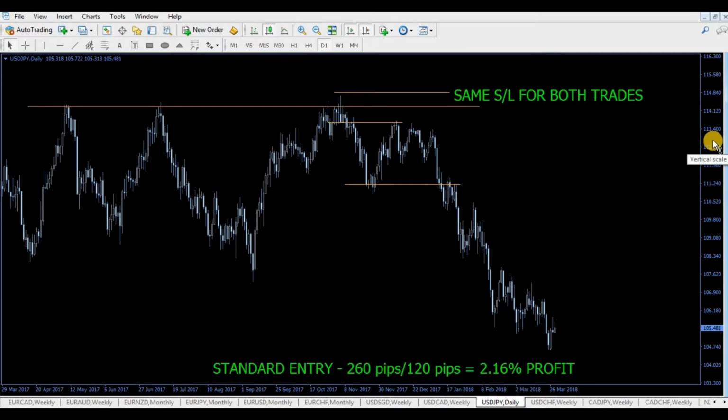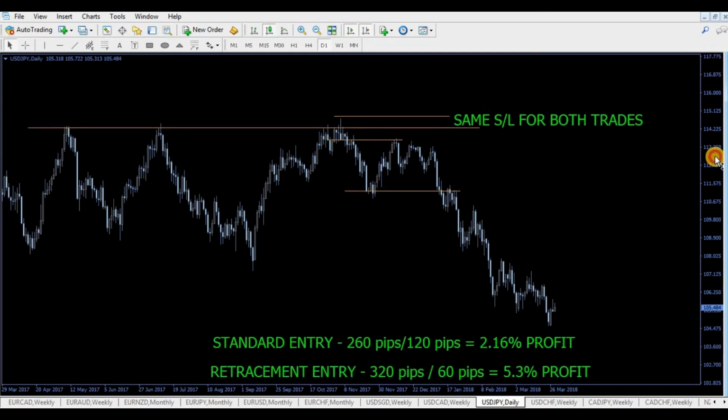Okay, so what I want to show you, the reason for this video, is this retracement entry. So retracement entry. So just skip back up here for a second. Same stop loss for both trades. We're not changing the stop loss. We're in the exact same place in the market to get out if things go wrong.